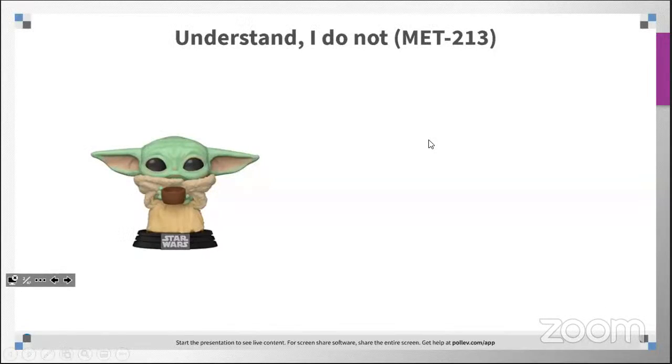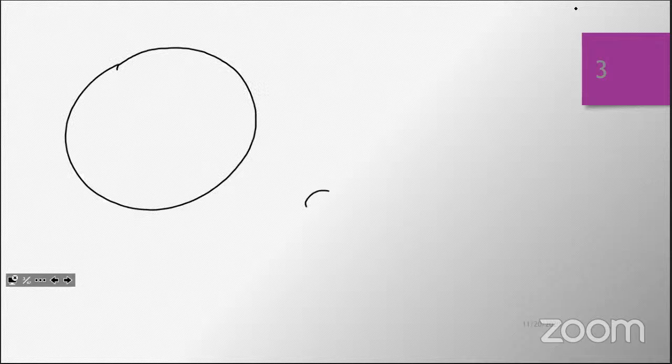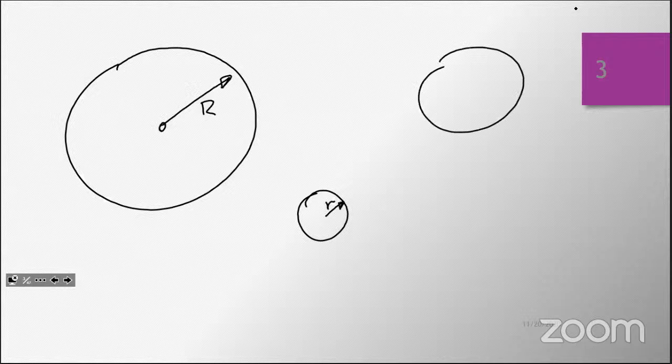So if we wanted to talk about gear ratio, I've got two gears. This time, I've got this big gear and this little gear. This big gear has some radius, we'll call it capital R. This little one has some radius, we'll call it lowercase r. And these two gears are touching. I've drawn them separated, but in the system, they're touching.